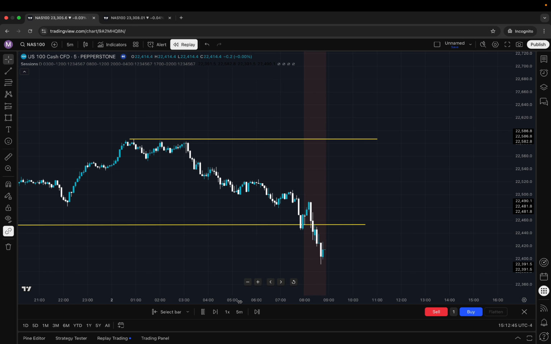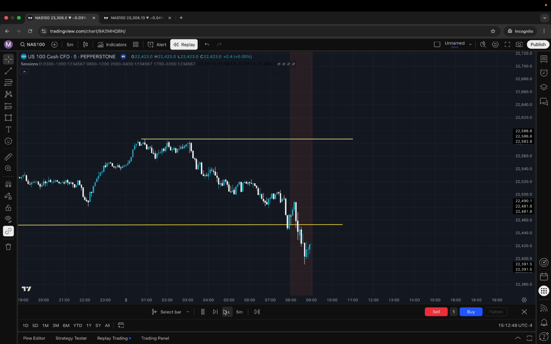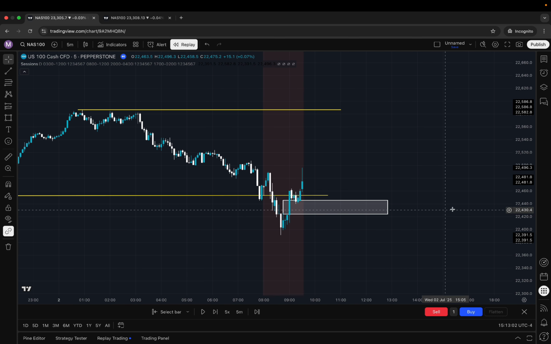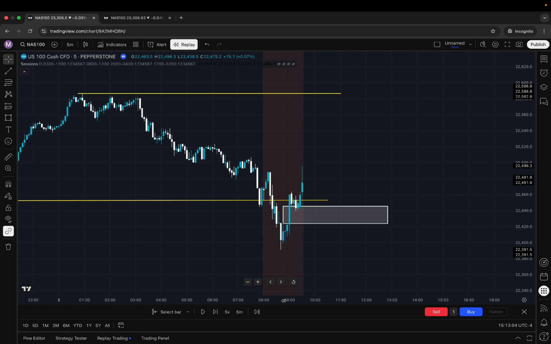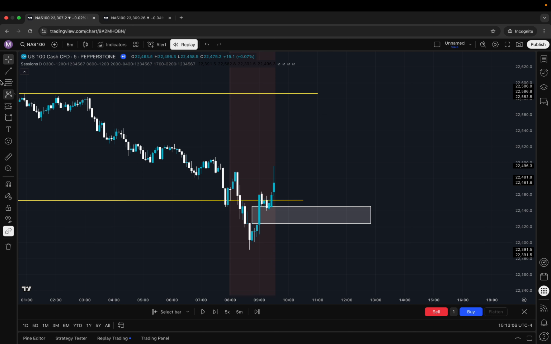So we'll continue to dump. I'm just going to speed it up. So as you guys can see, we did get displacement and we did get a fair value gap. So we would enter right here. So you have to be quick with your entries, guys. You won't have much time to enter, as this is a scalping strategy, super fast in and out trade.